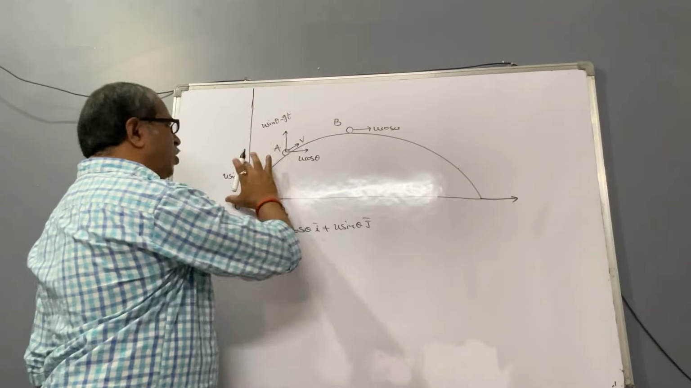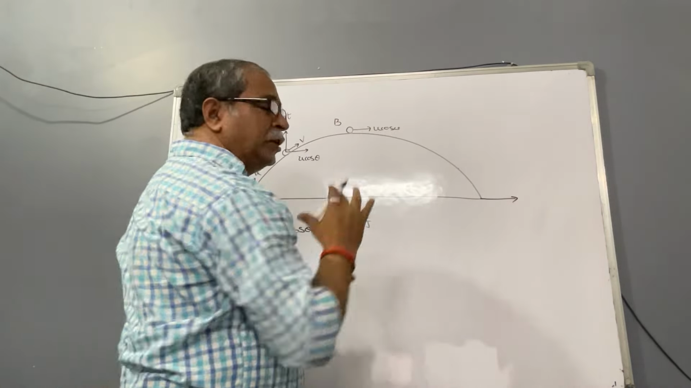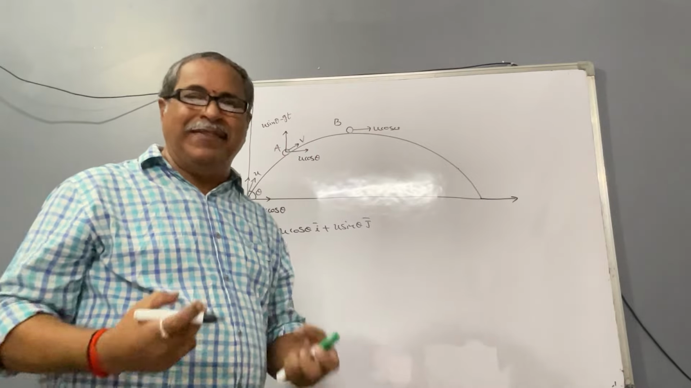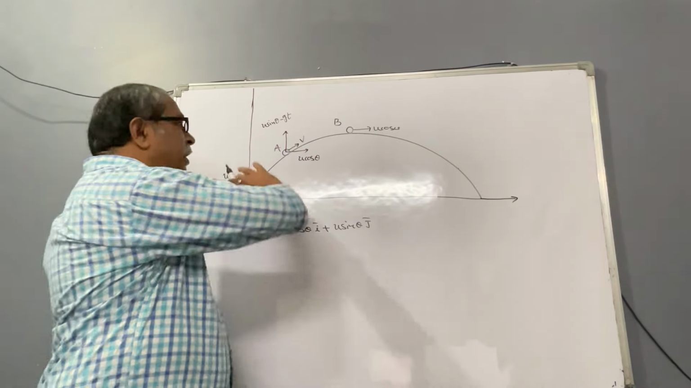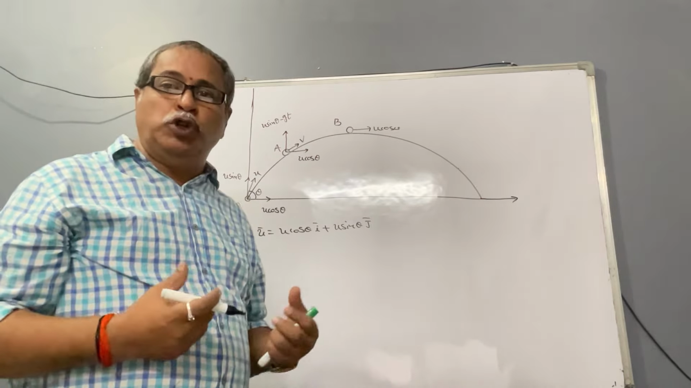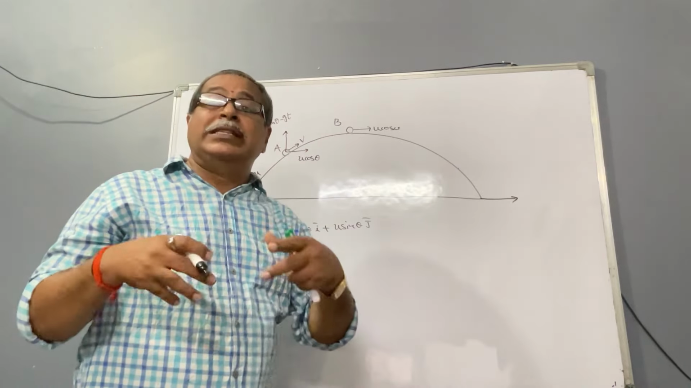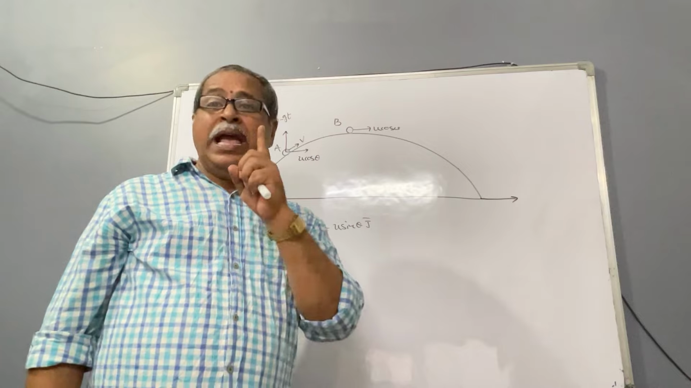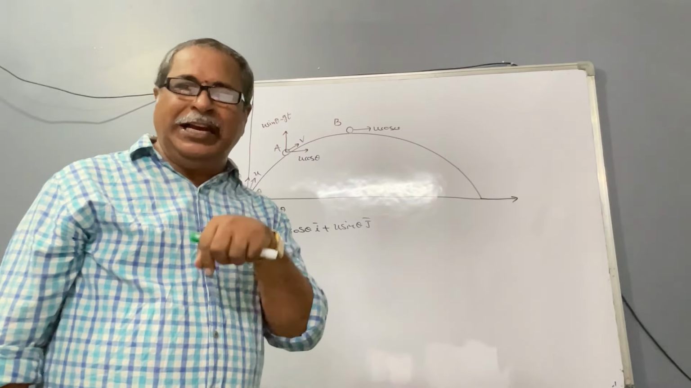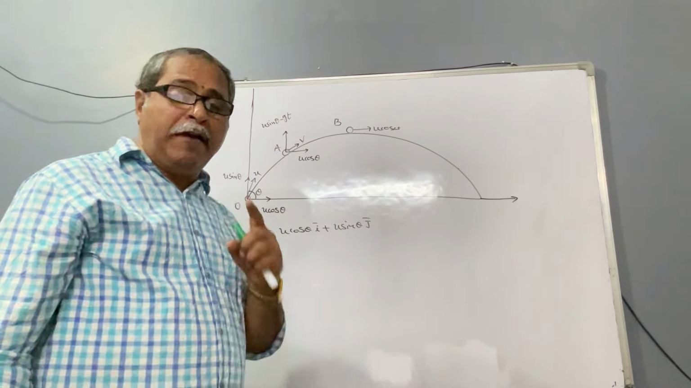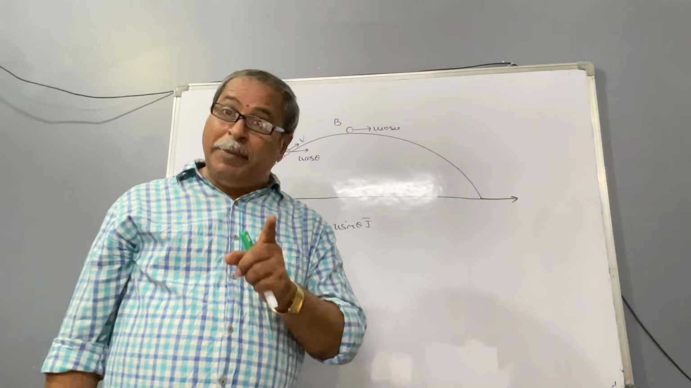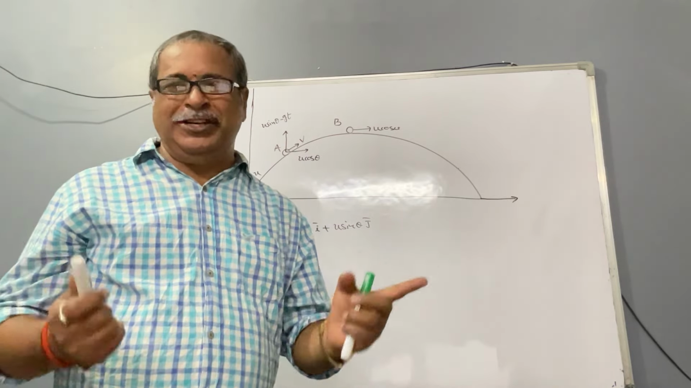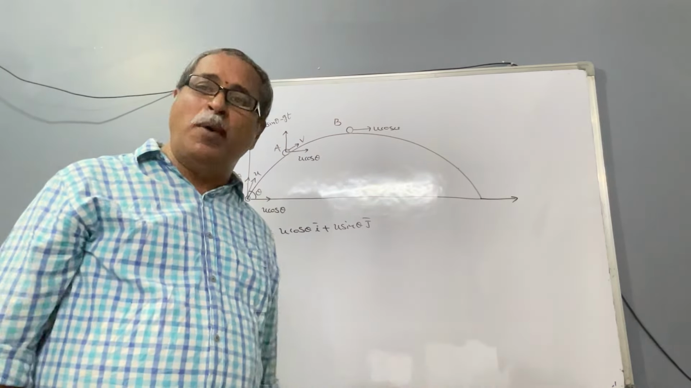During upward motion, velocity decreases. During downward motion, velocity increases due to gravity. So in the upward direction, it has negative acceleration due to gravity. In the downward direction, it has positive acceleration due to gravity. But remember that acceleration due to gravity has only one dimension, vertically downwards towards the ground. At every point, acceleration due to gravity is one-dimensional and velocity is two-dimensional, resolving into two components.